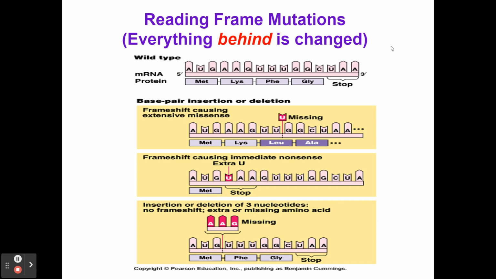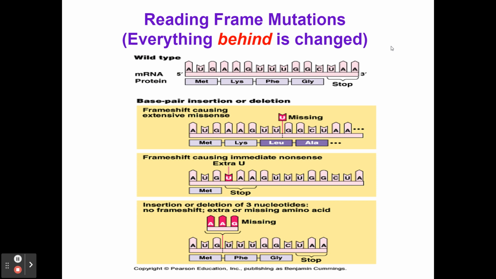All right. Now, the other type of mutation, which is very severe, is called a reading frame mutation, where everything behind that mutation is going to be changed. And the way that happens is usually through insertion or deletion, which is probably the most common way, where a particular nucleotide is deleted from the messenger RNA molecule, or even in the DNA, or another nucleotide is inserted in its place. Okay, so we get an addition there.